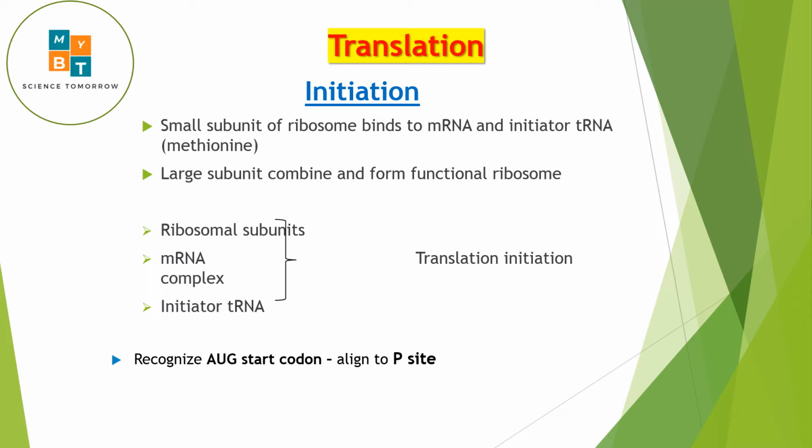And the other component is the initiator tRNA. The initiator tRNA and the large subunit of the ribosome combine to form the functional ribosome. So this is what you call the translation initiation complex. It consists of the ribosomal subunits, mRNA, and initiator tRNA. All these together are called the translation initiation complex.